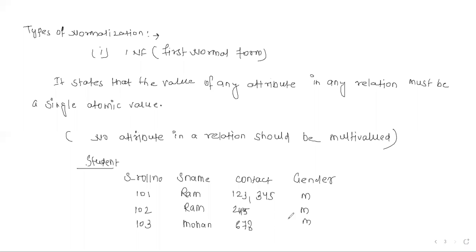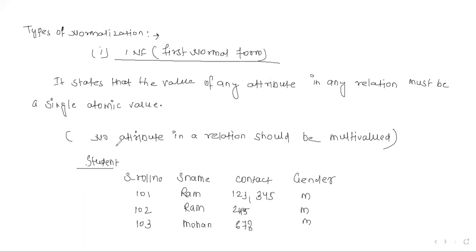Okay. Now, if I will tell you whether this particular relation is in the first normal form, normally the question will be asked like that. What is first normal form? Explain it with a suitable example. So you need to write the definition of first normal form. First normal form says that all the attributes in a relation should be single or atomic, means no attribute in a relation should be multi-valued.